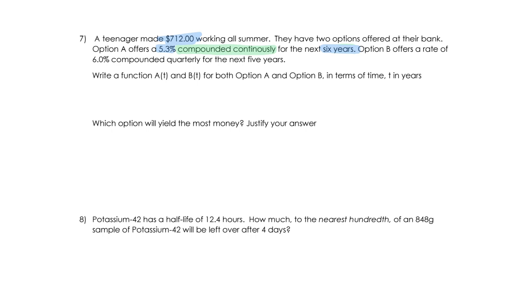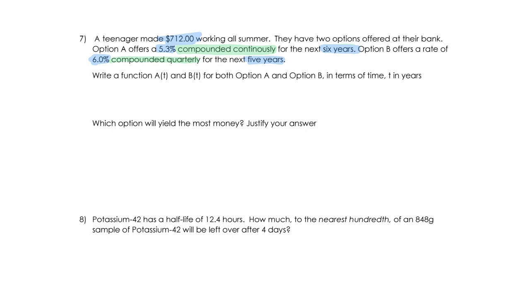Option B offers a rate of 6.0% compounded quarterly for the next 5 years. Okay. They said write a function A of t and B of t for both option A and option B in terms of time, which is t in years.